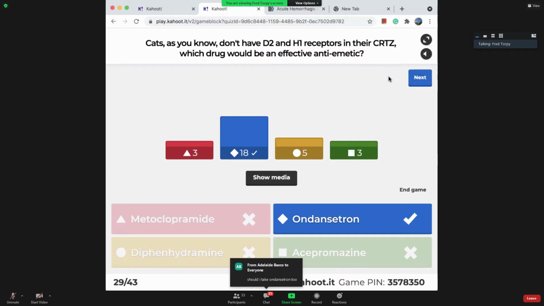And Zofran is very common to use in people as well that are going through chemotherapy or whatnot. Or if you have a really bad hangover, one of my friends gave me Zofran when I was super hungover, and it helped a lot.